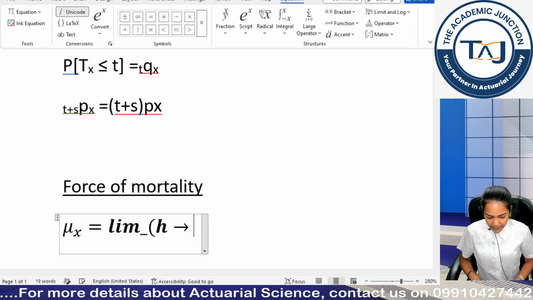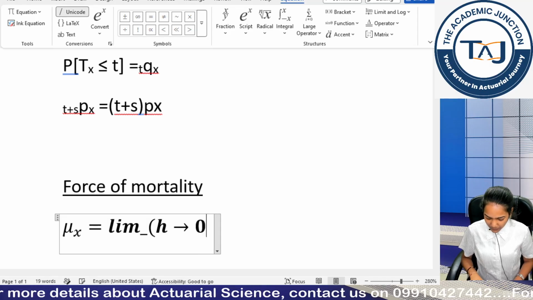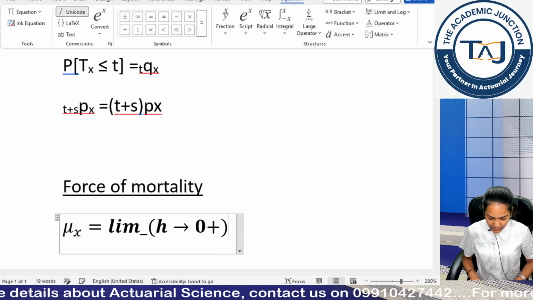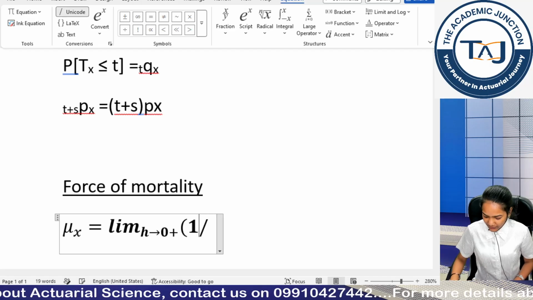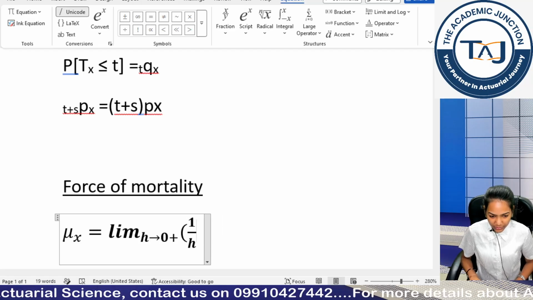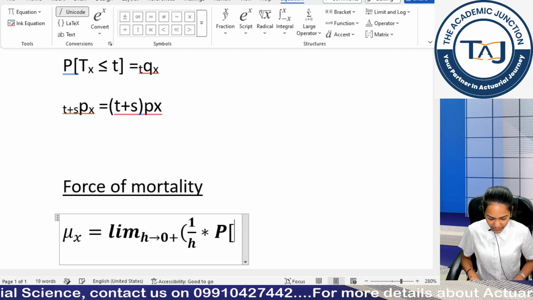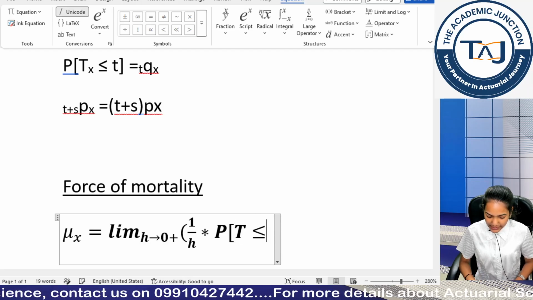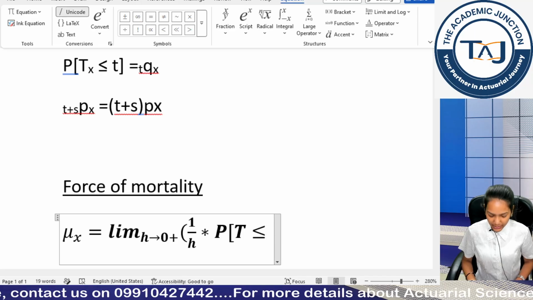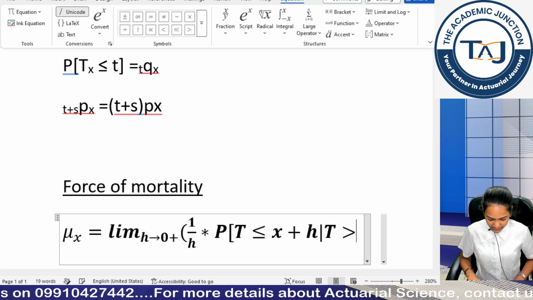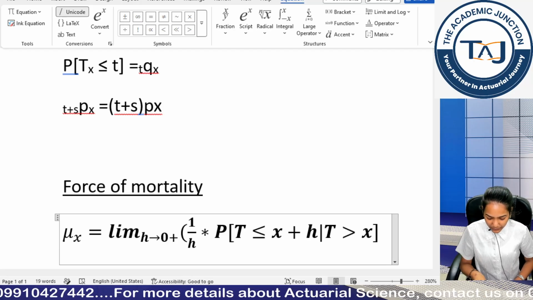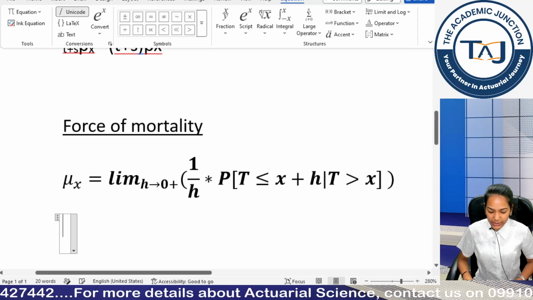So h tends to 0 plus, brackets close, this goes down in the denominator, and then we write whatever we want, 1 by h into probability t is less than, again less than equal to we type simultaneously, it will get converted. Then this vertical bar, t is greater than x, brackets close. So this is how you can write.